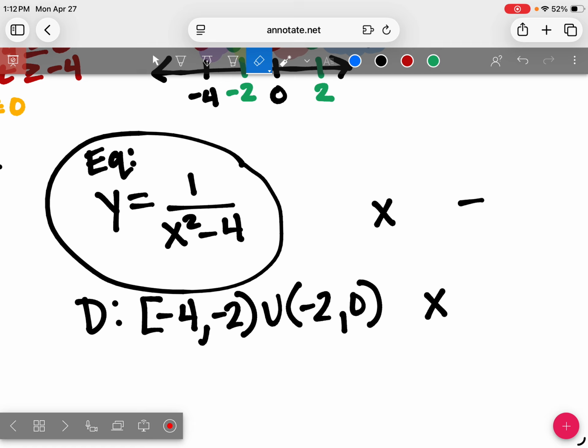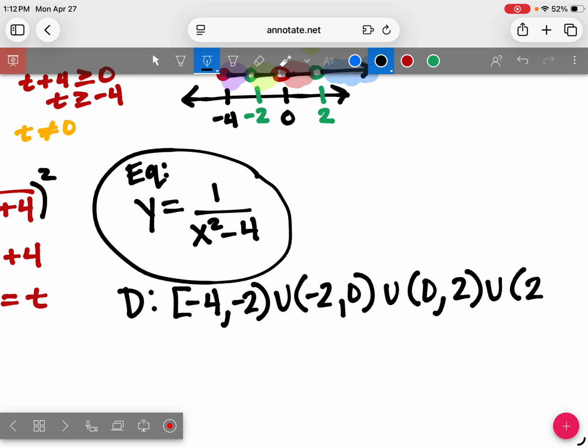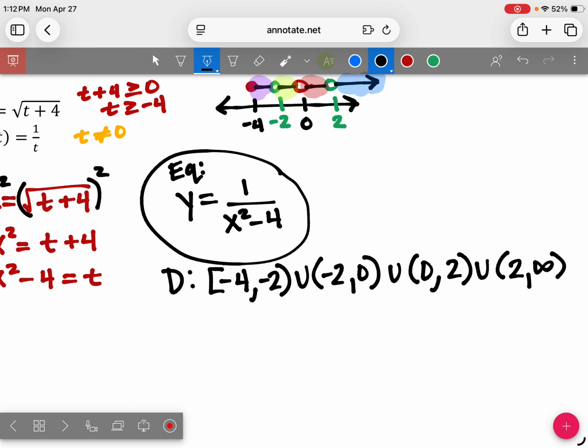And then what's my next piece? 0 to what? 2. And then my last piece, 2 to what? Infinity. That's a complicated domain. I'm pretty confident that we didn't give you one that complicated. That's a lot. That's like true pre-calc right there.